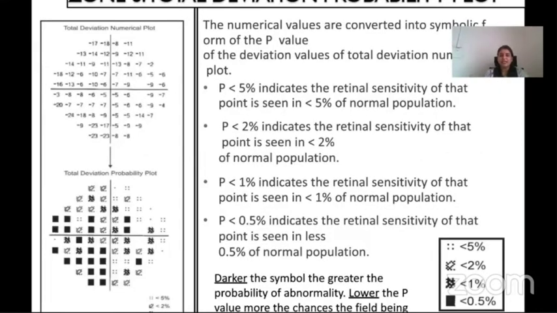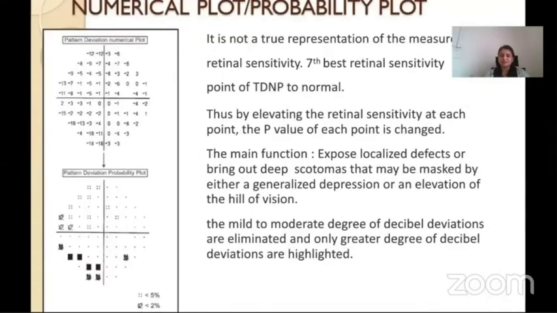This is basically a symbolic representation of the TDNP plot in p-values, wherein a p-value of less than 5% indicates that it is seen in less than 5% of normal patients, and similarly less than 2%, 1%, and 0.5%, wherein a darker symbol says that the patient is having more abnormality, while the lighter shades say that he is having less abnormality.